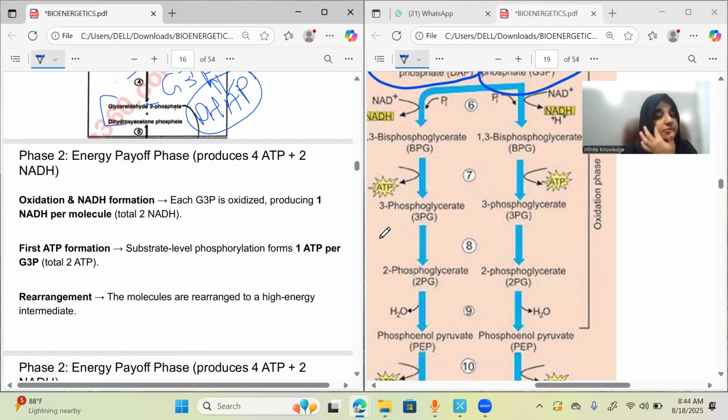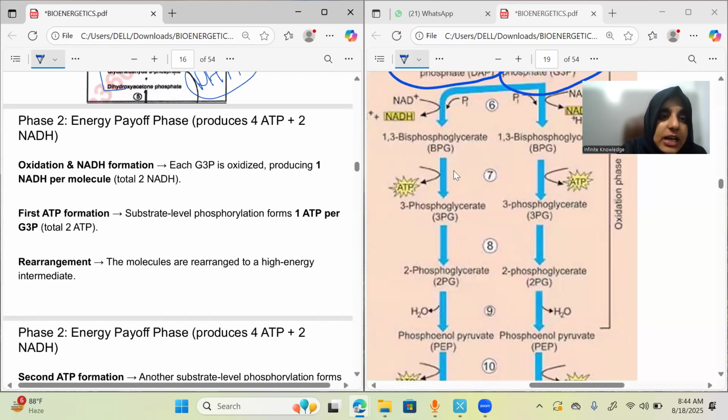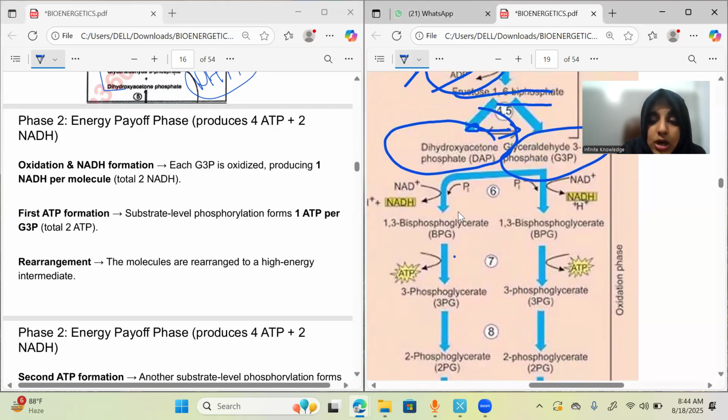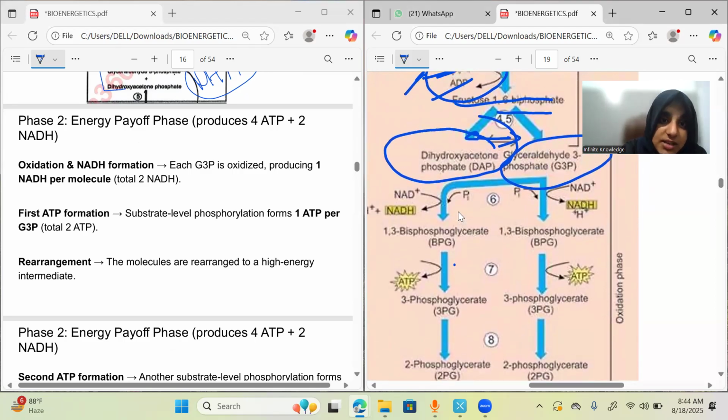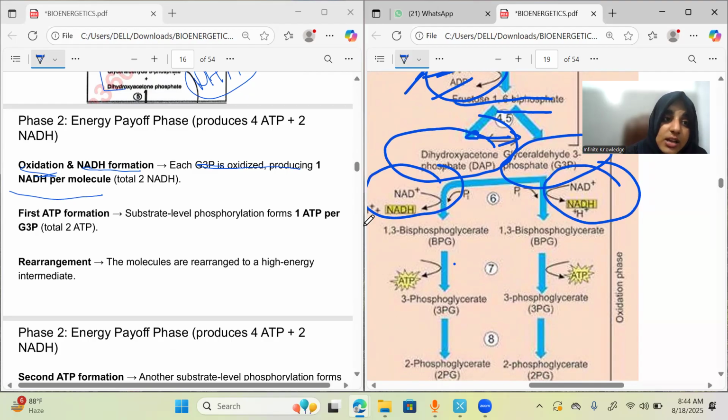Okay. Now we are starting the energy payoff phase that produces 4 ATP and 2 NADH. Now, if you guys have any question, let me know and ask me. Okay. What happens is that oxidation occurs and NADH is formed. Each G3P is oxidized, it produces 1 NADH per molecule. See, this is G3P which is being oxidized and is producing NADH, right?